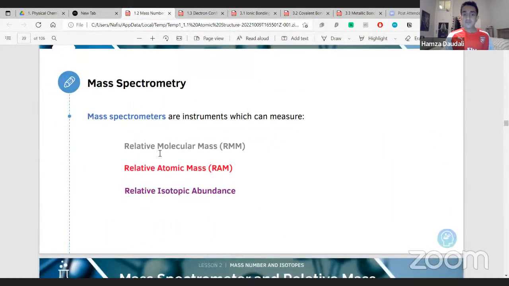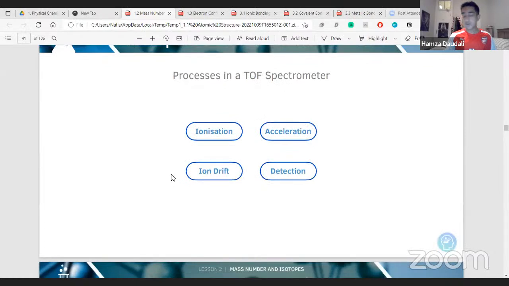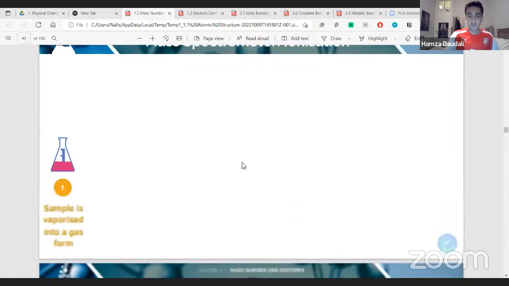Okay, so mass spectrometers are instruments where we measure the relative molecular mass, relative atomic mass, and relative isotopic abundance. AQA and other specs tend to focus on the time of flight mass spectrometer. This spectrometer differentiates molecules based on the time taken for them to travel through the machine. So we're going to talk about the 4 processes of a molecule passing through a time of flight spectrometer.